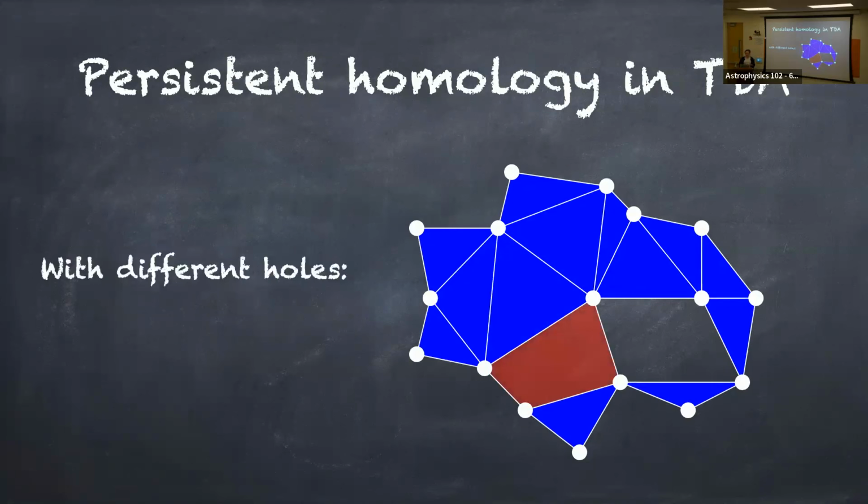And it's got different holes. So there are still 2 holes in this space, but they aren't the same holes we had before, because the boundary of the holes is given by different vertices.